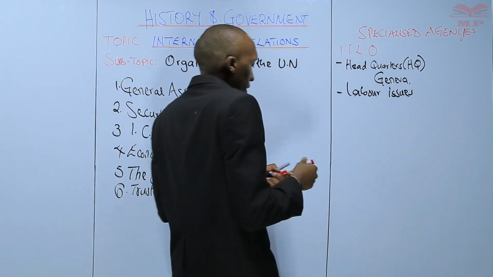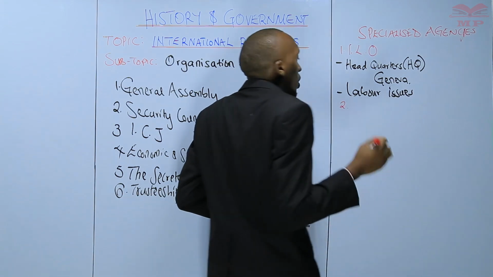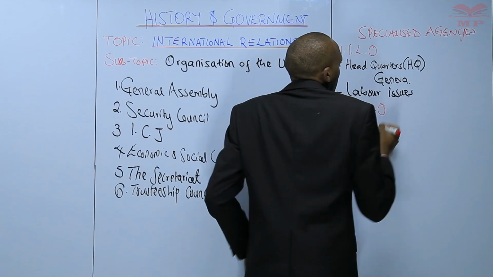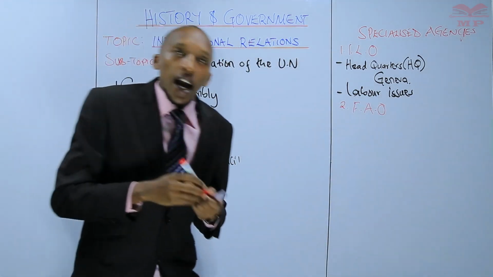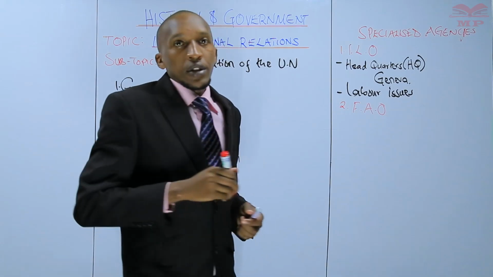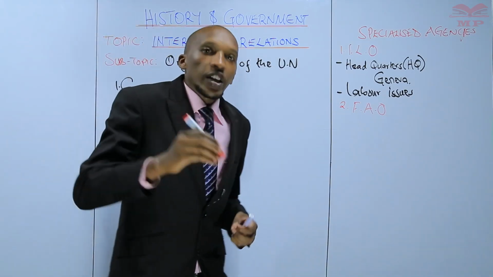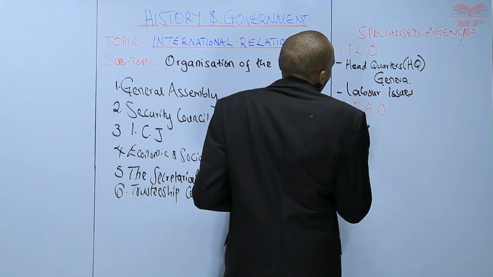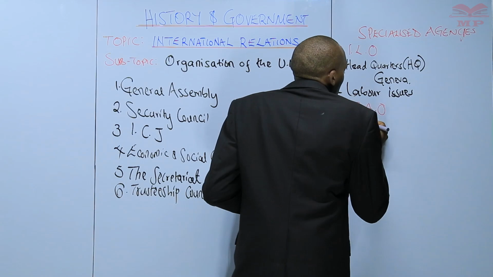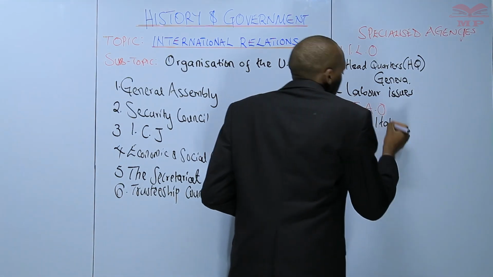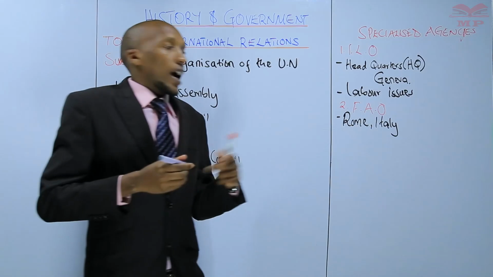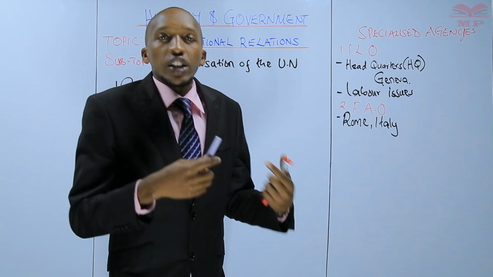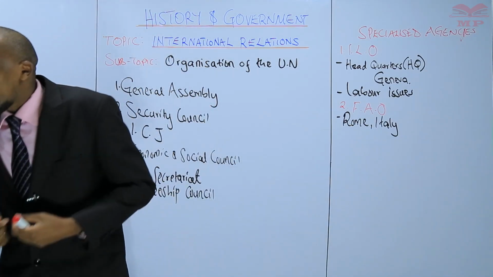related to employment. Number two, we have another organization that is abbreviated as FAO, which is the Food and Agriculture Organization. The Food and Agriculture Organization. It has its headquarters at Rome, which is in Italy, right? So the Food and Agriculture Organization is concerned with food security. It's concerned with agriculture, right?